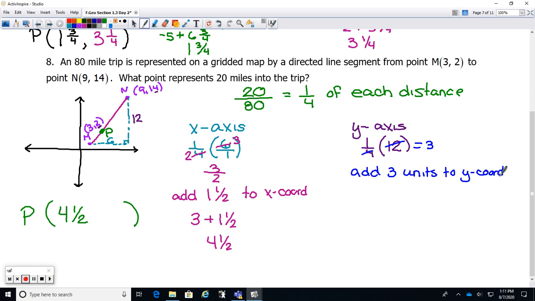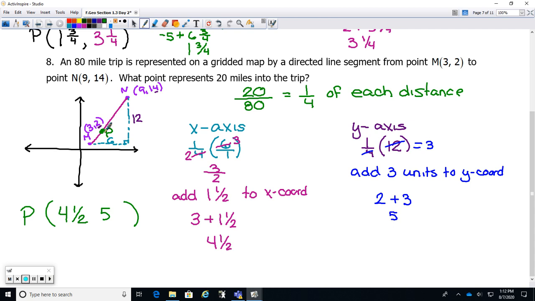And we started here at M and the y coordinate was 2. So 2 plus that extra 3 units up is going to be 5. And let's go ahead and look. That looks just about perfect.